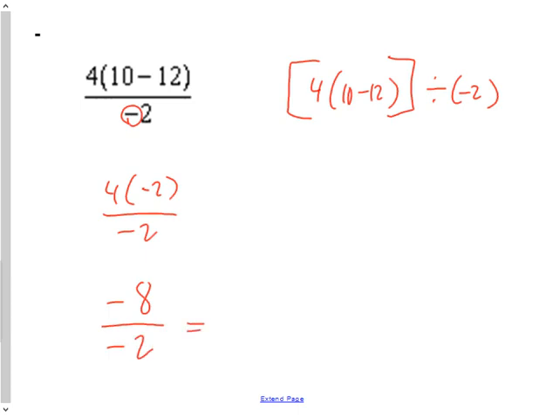And then a lot of people messed up negative 8 divided by negative 2. 8 divided by 2 is 4. A negative divided by negative is a positive. So you have a positive 4 answer for that question.